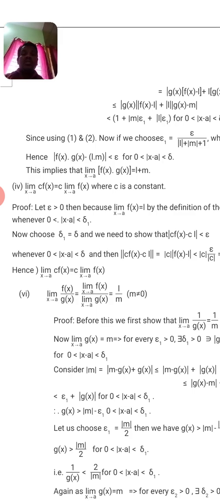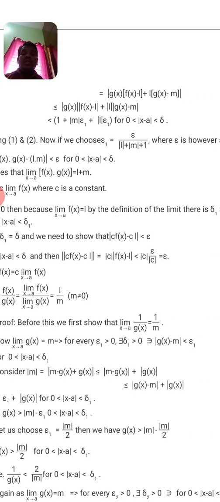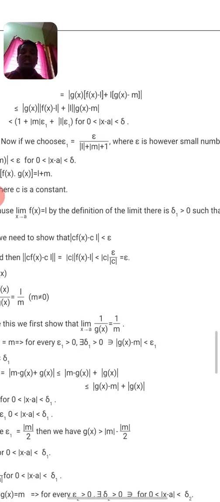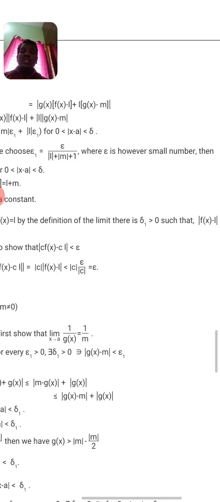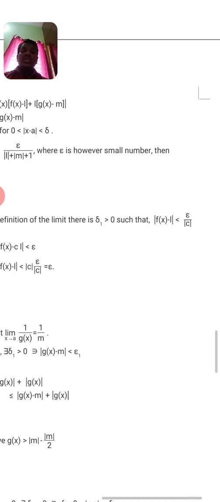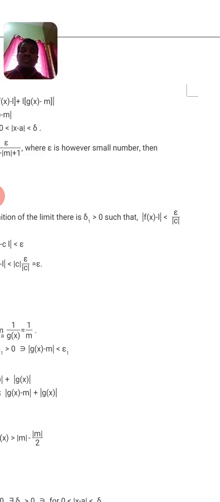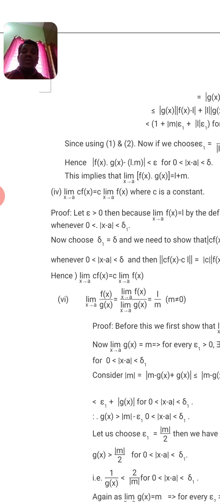Here let epsilon be a very small number greater than 0. Then because limit x tends to a of f(x) is equal to L, by the definition of the limit there is a corresponding real number delta 1 greater than 0, meaning positive, such that modulus f(x) minus L is less than epsilon by modulus c, whenever 0 is less than modulus x minus a less than delta 1.